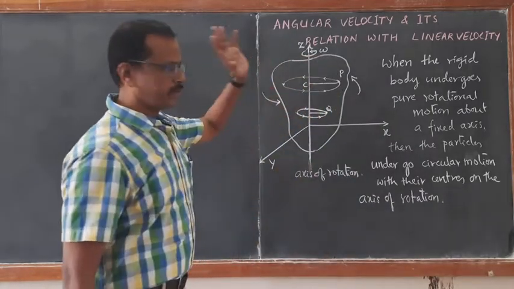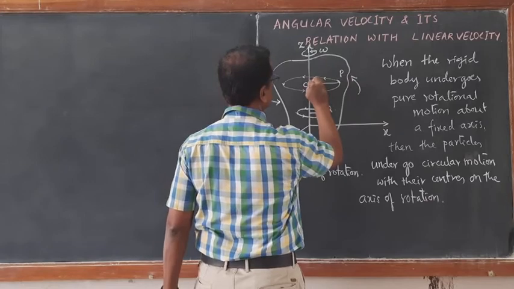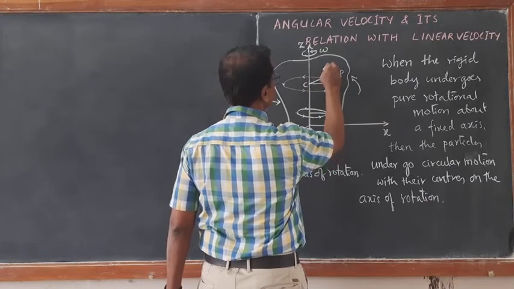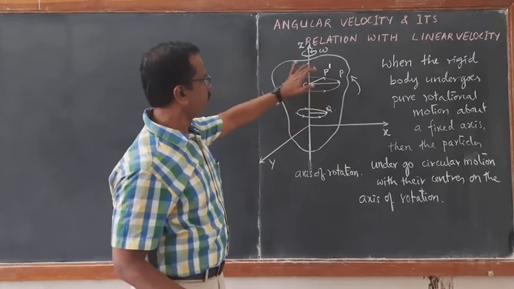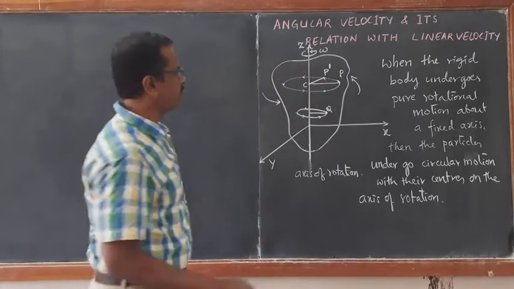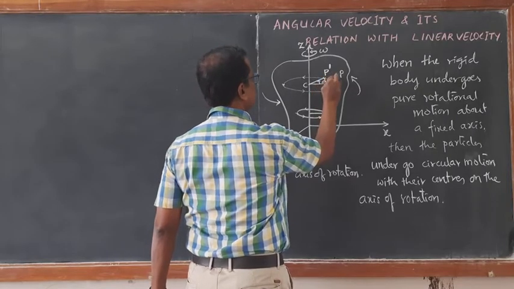Now consider only one particle. Suppose initially it is at this position P. After some time, suppose it has come to point P dash. Now the position is shifted from P to P dash after some time delta t. Now suppose the angle separated here is delta theta.